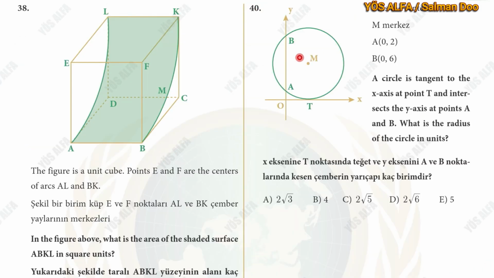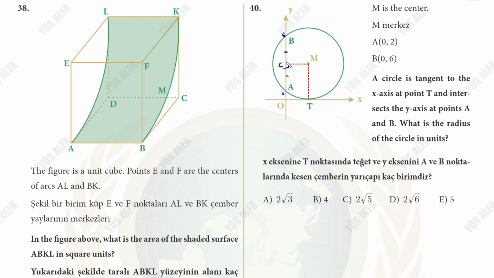40. M is the center, and point A and B are given. A is 2, B is 6, and everything else is as given in the figure. We're asked to find the radius of the circle. So that is the radius. And let's also draw a line from M to the chord AB perpendicularly. From the circle theorem, we know that these two lines, let's say this is point C, BC and CA are equal.